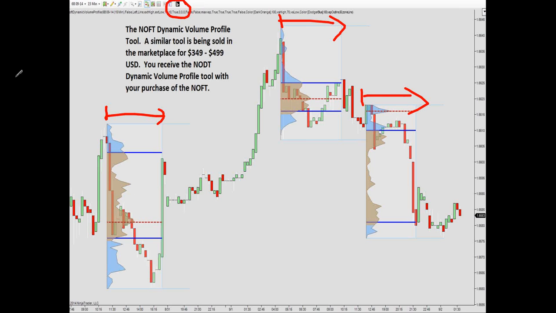Exactly. A similar tool is actually being sold in the marketplace for between $300 and $500 US, and you actually get this as part of your purchase of the Noft. What's also cool about this is you can extend the lines. If you wanted this value area high extended, you can have the value area lines and your volume point of control lines extended within the settings.